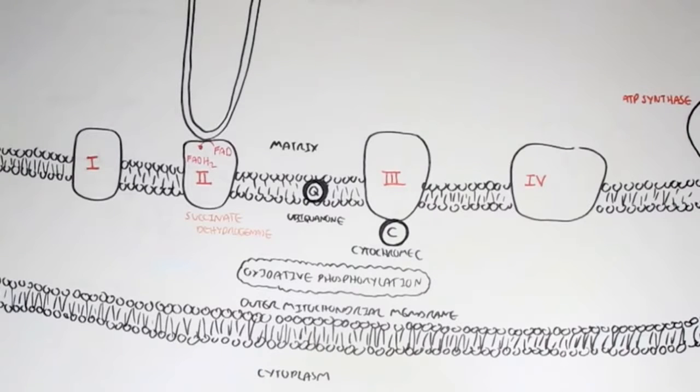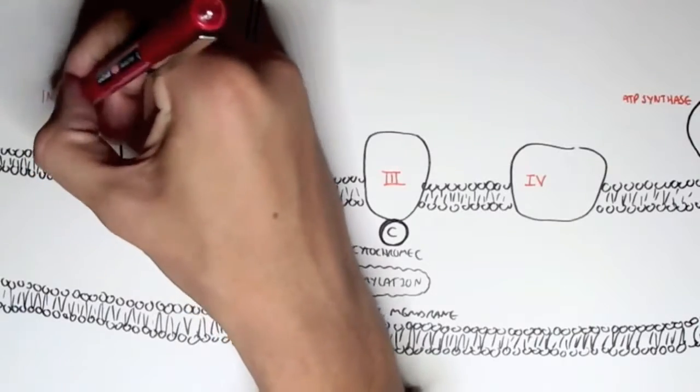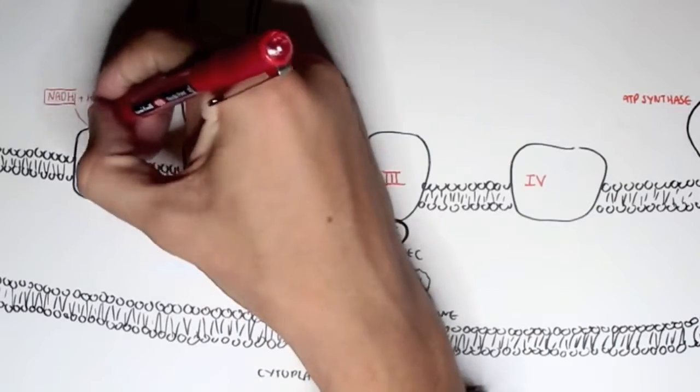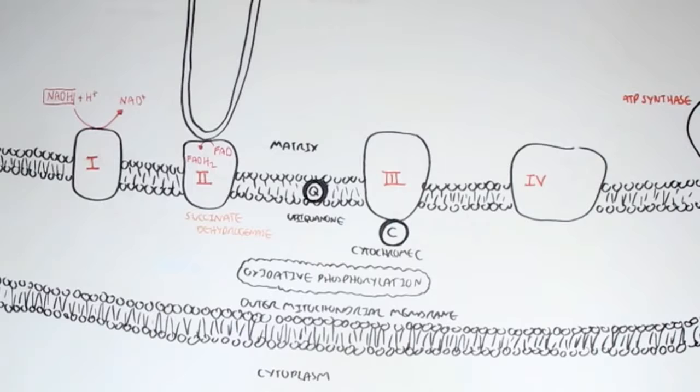It should be noted that in this diagram, I'm only going to talk about the overview of oxidative phosphorylation. And I'll provide a link or another video where you can learn more about the electron transport chain. So let's begin with complex 1 first.